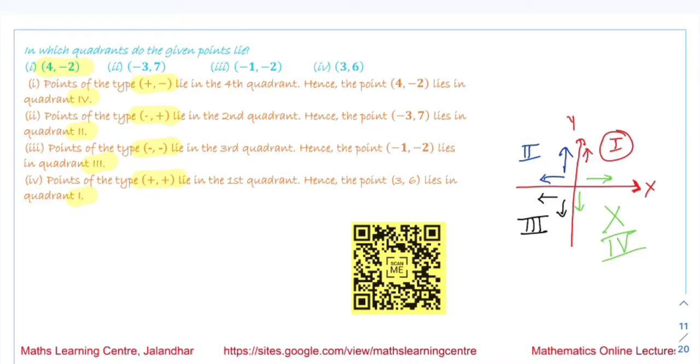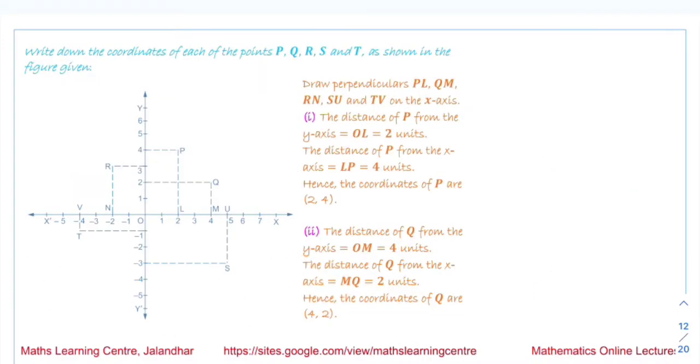Now in the next question, the graph is given to us and we have to mark the points. We have to tell the coordinates of the points P, Q, R, S. If we look at the point P, what do we see? On the x-axis it is at 2 and on the y-axis it is at a distance of 4 units. So the coordinates of the point P will be 2 comma 4. This is corresponding to the x coordinate, this is corresponding to the y coordinate.